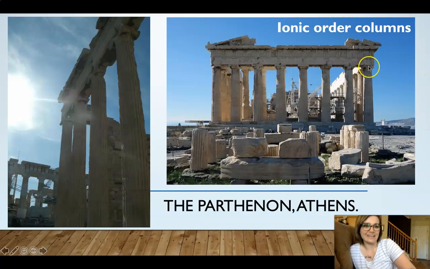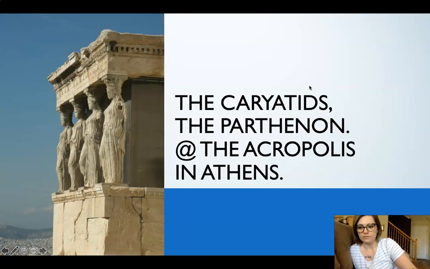And these are Ionic order columns. So this is from the middle period. And the Caryatids at the Parthenon as well serve as columns on this particular building at the Acropolis, which means on top of the city.